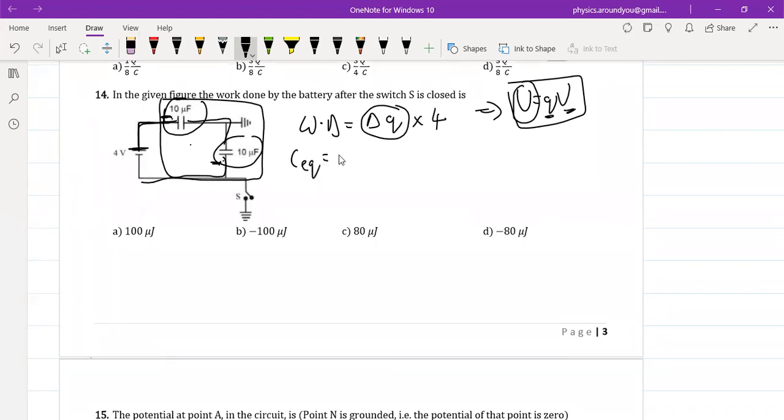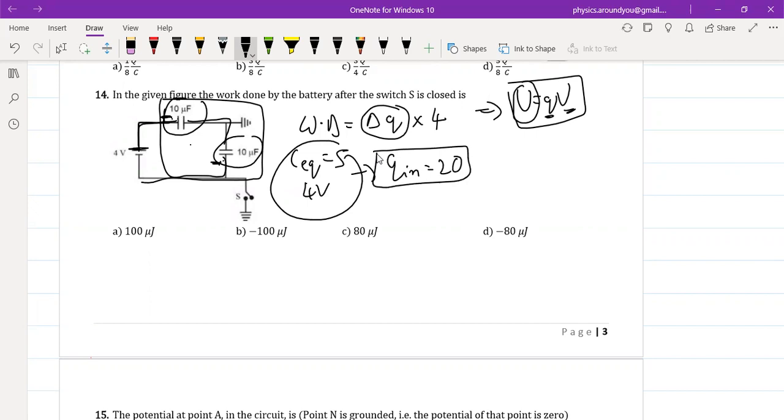So initially the equivalent capacitance is 5 and the potential difference is 4 volt. How will I find the charge? Initial charge is CV, so initial charge would be around 20 units. What about the final charge? In the final configuration, I close this switch. The upper plate of this capacitor is connected to 0. Lower plate is also connected to 0. Effectively, the potential difference between the two plates of this 10 microfarad is zero.